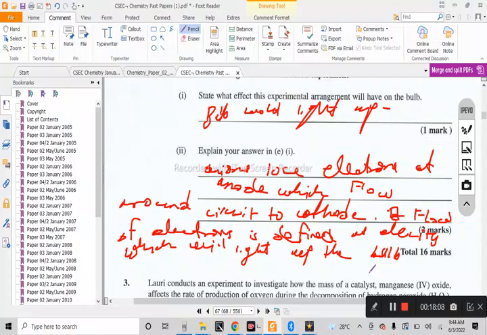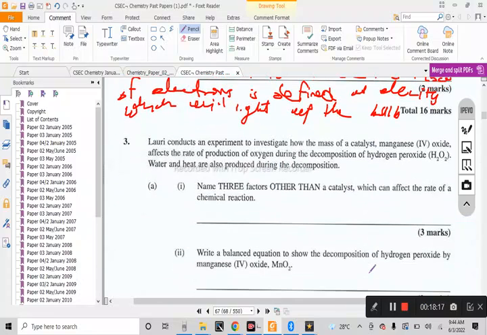Which will light up the bulb or cause the bulb to light up. Now, next question. Lowry conducts an experiment to investigate how the mass of a catalyst, manganese(IV) oxide, which we know is an excellent catalyst, is used for the decomposition of hydrogen peroxide, H2O2. So, manganese(IV) oxide, MnO2, is an excellent catalyst. It allows the chemical breakdown of hydrogen peroxide to occur faster. Are we clear?